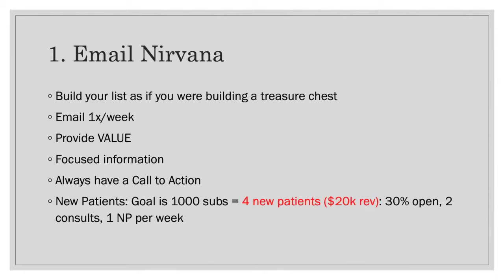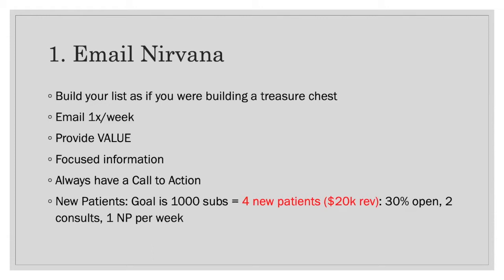Number one, so this is the first of 5. We're going to use what's called email Nirvana. The goal here is to build your list of patients on your email list as if you were building a treasure chest with a whole bunch of gold in it. I know you may not think this way, but I'm trying to teach you here. This is where you want to be moving to. It's okay if you don't have a big email list now. You may only have a few hundred on it. It doesn't matter. Make it your goal.